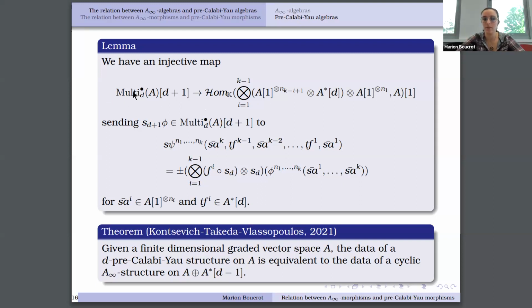So in fact, this map is also related. If we have the necklace bracket, the map applied on the necklace bracket of two elements will give us the Gerstenhaber bracket of the two elements where we have applied the map before. And this is why we have the following theorem. If we have a finite dimensional graded vector space, then the data of a pre-Calabi-Yau structure on A, so an element in here, is equivalent to the data of a cyclic infinity structure on A plus A star.